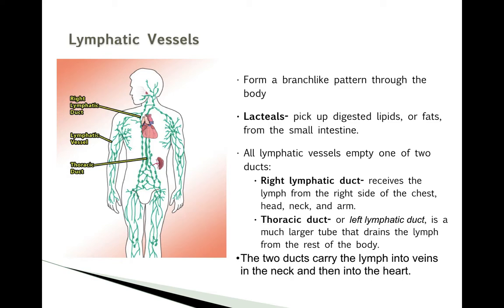So we have the right lymphatic duct. It receives the lymph from the right side of the chest, head, neck, and arm. This is very important to know where it receives the lymph from. The thoracic duct is a much larger tube that drains the lymph from the rest of the body. So the thoracic duct is where most of the lymph is going. The two ducts carry the lymph into veins in the neck and then into the heart.